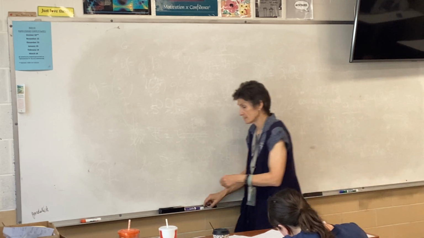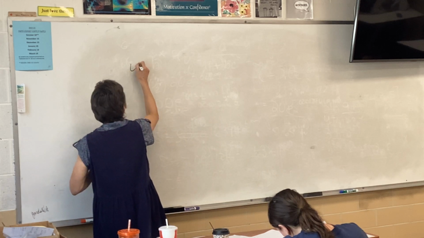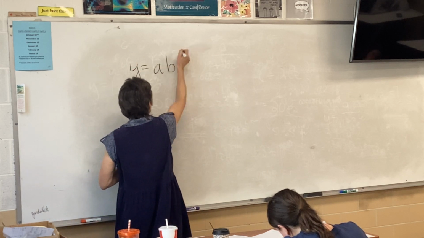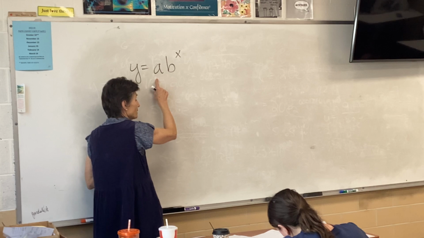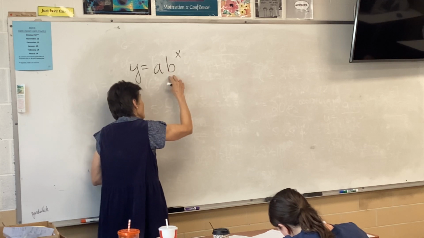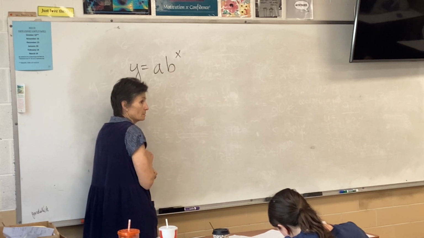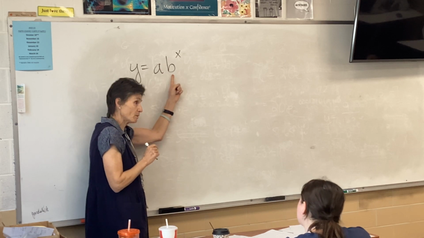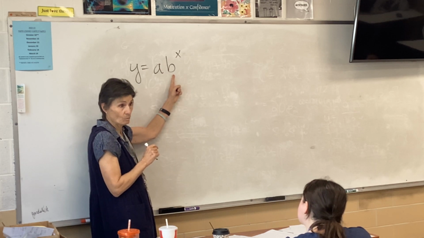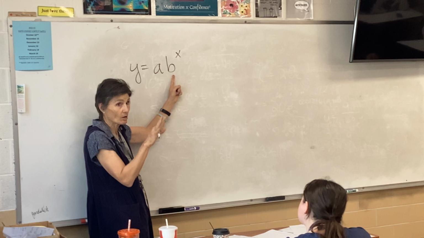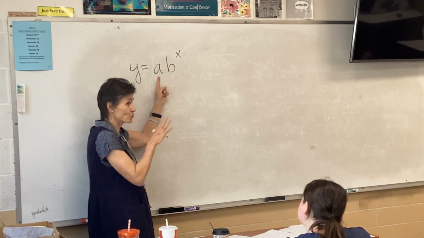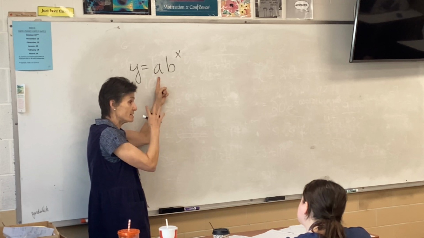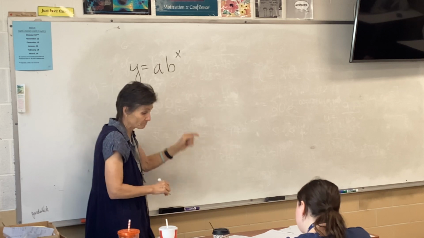Exponential functions look like this. Something times a number to a power. If this number is bigger than 1, we're growth. If it's less than 1, we're decay. We already talked about all that. This is your starting value. This is what we call the initial value, beginning point.